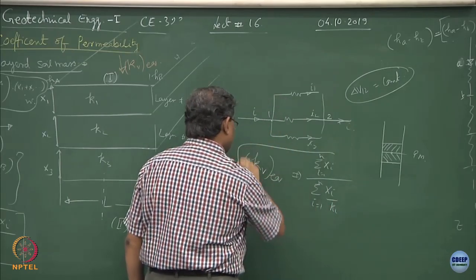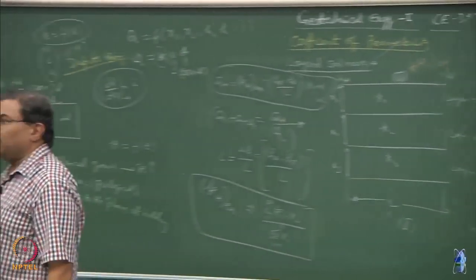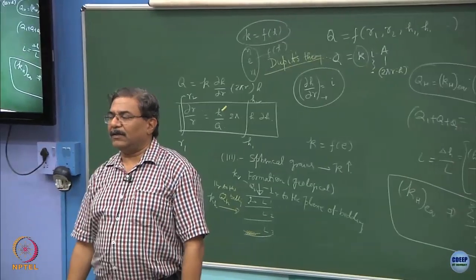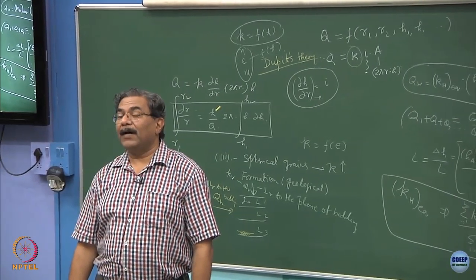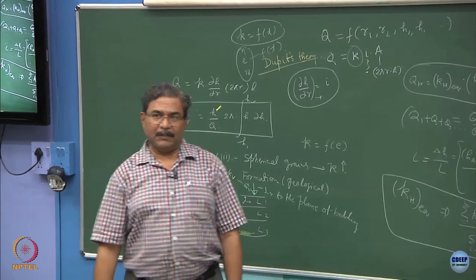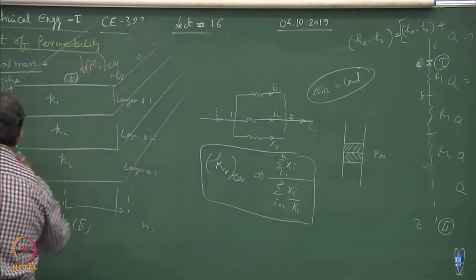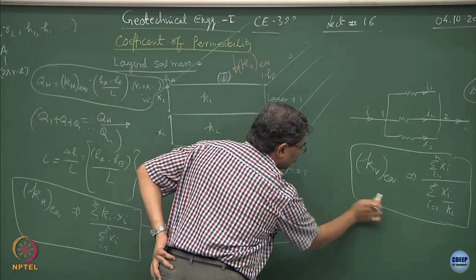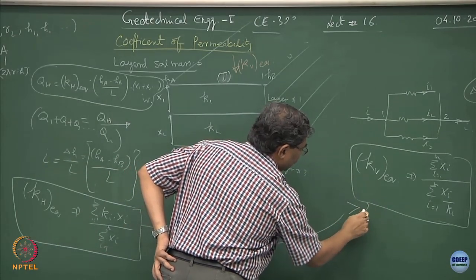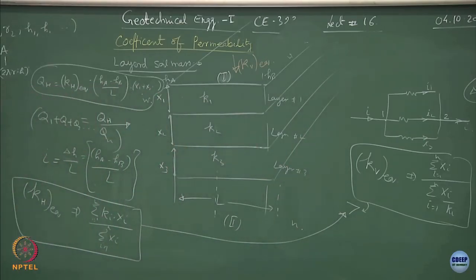Please try to prove this. What is your intuitive feeling? Which one is going to be more, KH equivalent or KV equivalent? Are you sure? 100%. So, this proves that KH is greater than KV. And hence mostly the flow of groundwater is in the lateral direction and so on.